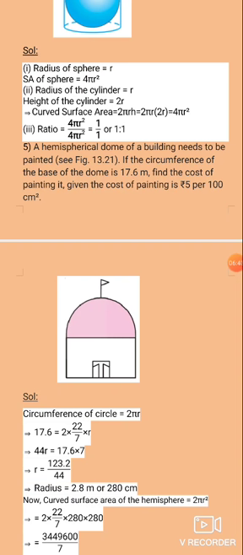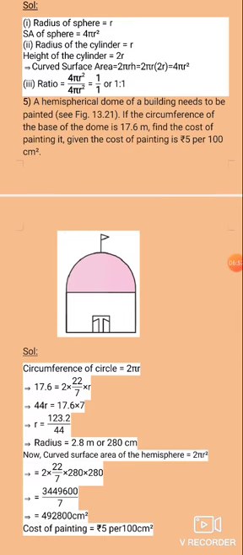Now the curved surface area of the hemisphere is what? 2 pi r square. So 2 into 22 by 7 into 280 into 280, which is the radius. Now the product is 34,49,600 divided by 7. So at last what we get? 4,92,800 centimeters square.